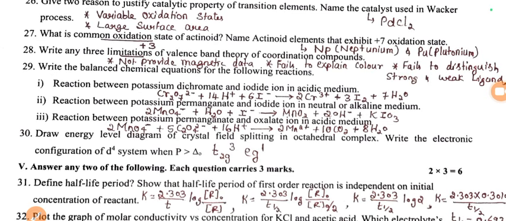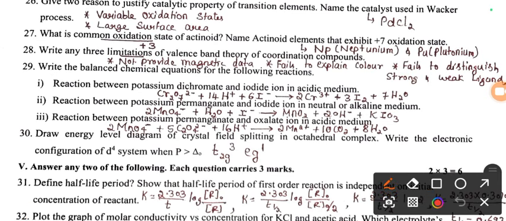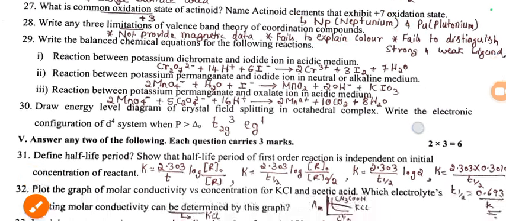27th question: what is the common oxidation state of actinides? It is +3, and name the actinide elements that exhibit +7 oxidation state: neptunium and plutonium. 28th question: write three limitations of valence bond theory of coordination compounds. The first is that it does not provide magnetic data of the complexes. It fails to explain the color of the complexes and fails to distinguish between strong and weak ligands.